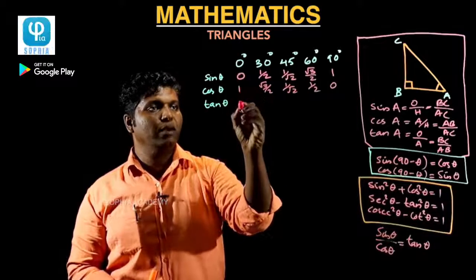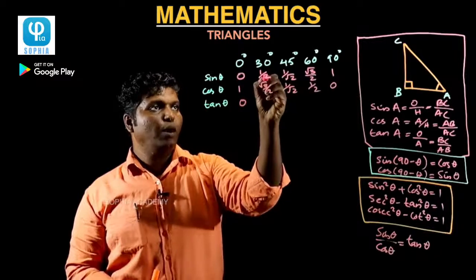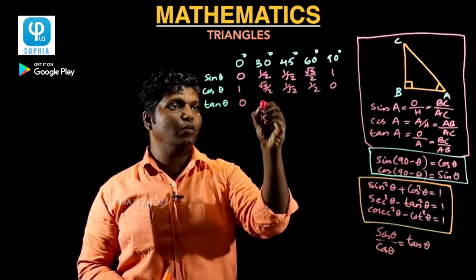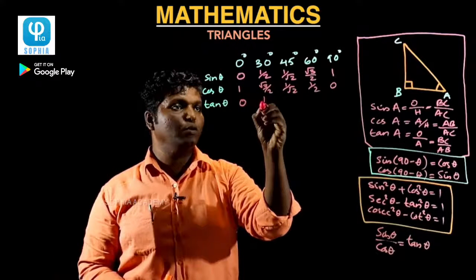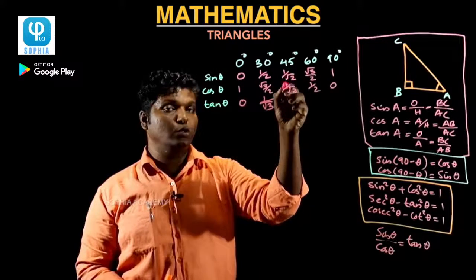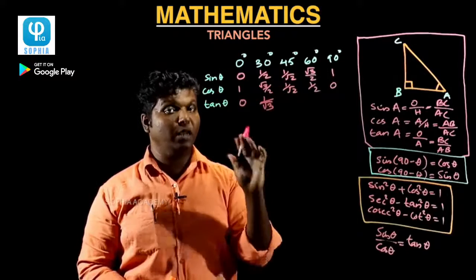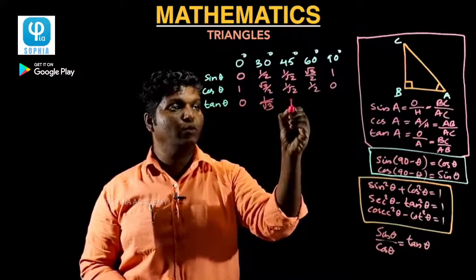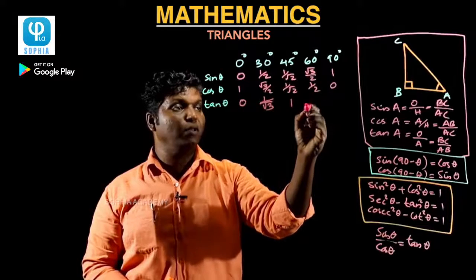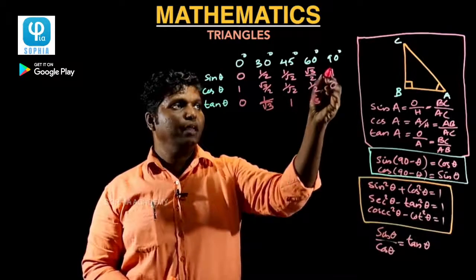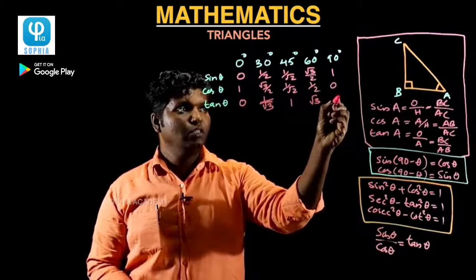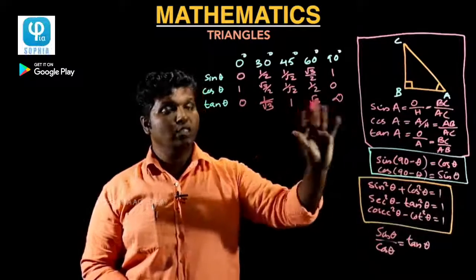So tell me, 0 by 1, it is 0 itself. 1 by 2 divided by root 3 by 2: 2 and 2 will get cancelled. 1 by root 2 divided by 1 by root 2: the numerator and denominator are the same number, so while cancelling them you will get 1 itself. Root 3 by 2 divided by 1 by 2: 2 and 2 will get cancelled, root 3 by 1 will be there. That means it is root 3. Next one, 1 by 0. We can't divide by 0. It's not defined, so we will put it as infinity. We don't know, it's not defined.